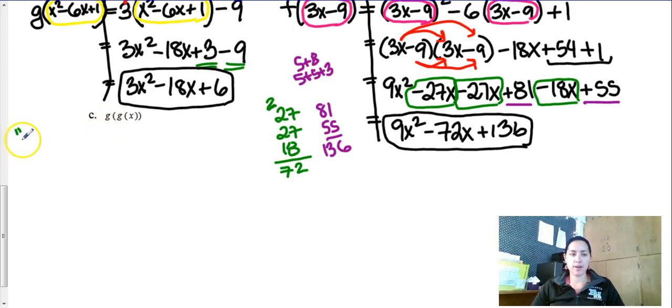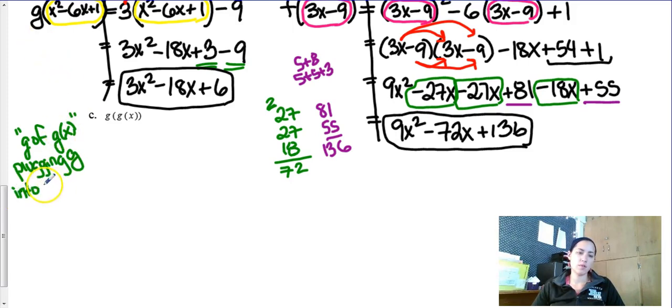G comes first, so I'll write that first. G of. And then what's getting plugged in? It's G of G of X. So if that sounds crazy, what you're doing is plugging G into itself. The process doesn't change. So G of X, G comes first.